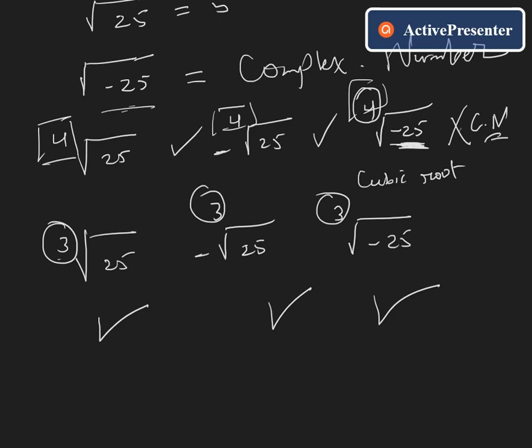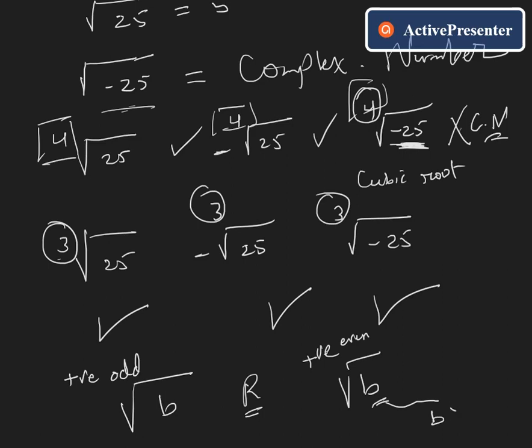So simply the rule: if the index is positive odd, then b is always a real number, no problem with that. And if the index is positive even, then b should be greater than or equal to 0, as we talked before in the exponents. It is the same, but in another form.